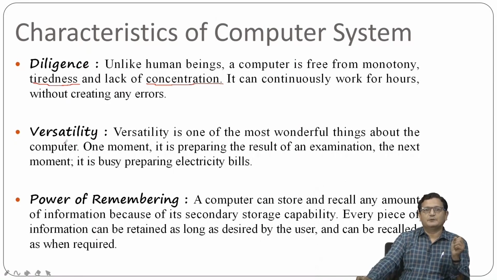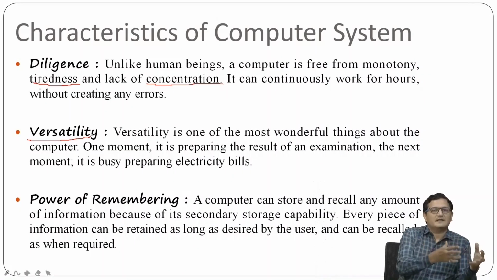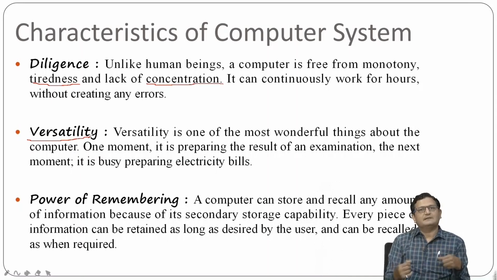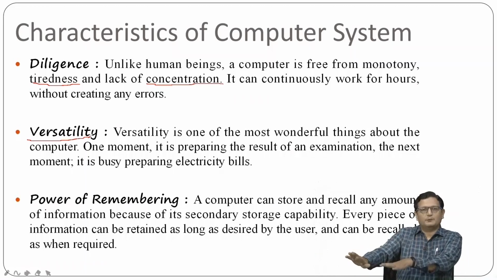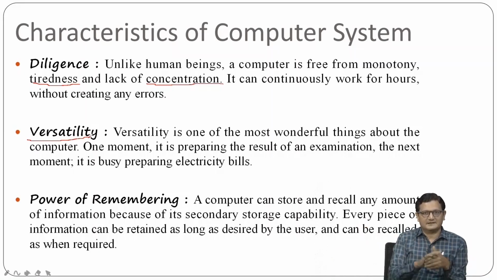Another characteristic is called versatility. The computer is a versatile machine, right? What does that mean? Suppose as a human you are involved in one work, and at the same time some other work comes; what will you say? 'Bhai, first just put it aside, let me complete this work first and afterwards I will check this.' I can't do two or more works at the same time, and this is the problem that occurs with humans, right? A human can focus on one work at a time.